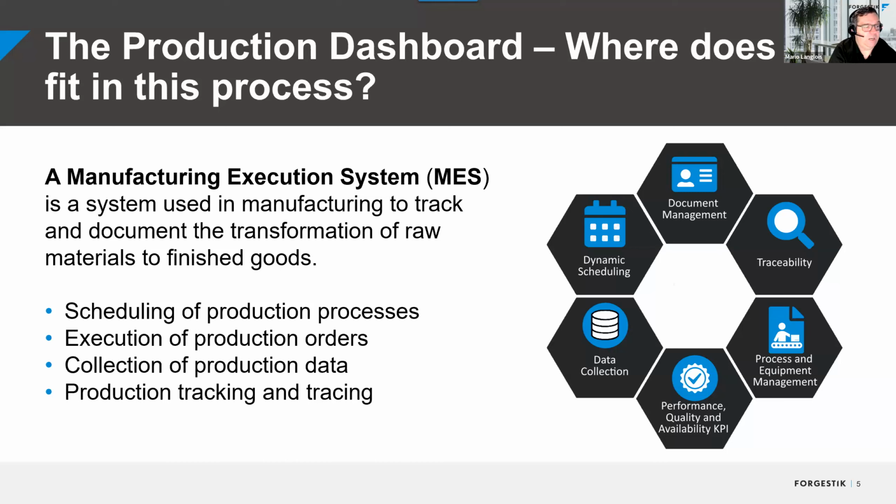MES are computerized systems used in manufacturing to track and document the transformation of raw materials to finished goods. This includes many processes, and among them we've got the scheduling of production processes, the execution of production orders, the collection of production data, and the production track and trace to track where the stock is, where it must go, and where it is at the moment.